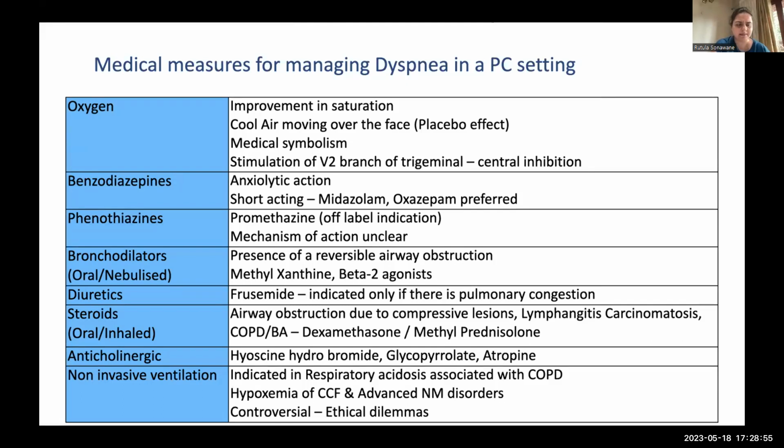Steroids, if there are any compressive lesions, it helps reduce the edema surrounding it, especially helpful in lymphangitis, already used in COPD or bronchial asthma exacerbation, either methylprednisolone or dexamethasone, whichever is used. Anticholinergics, again, as bronchodilators and to reduce the airway secretions as well. So hyoscine, you have glycopyrrolate and atropine as well.